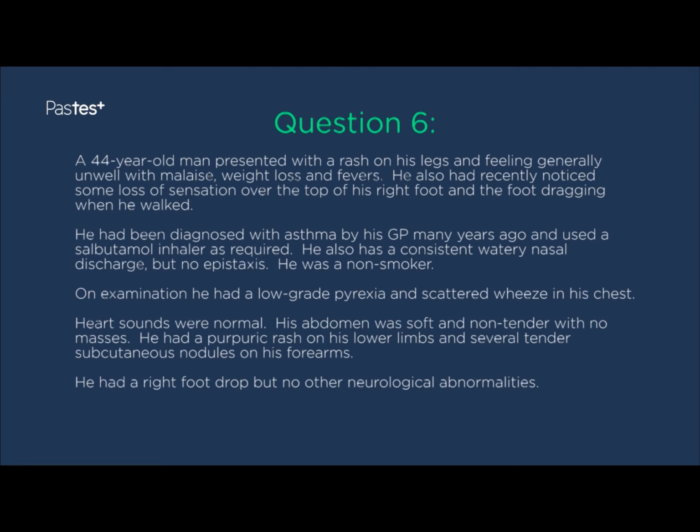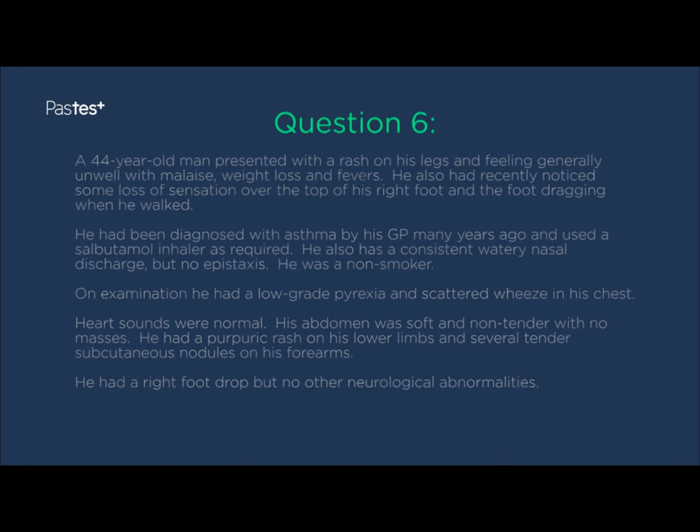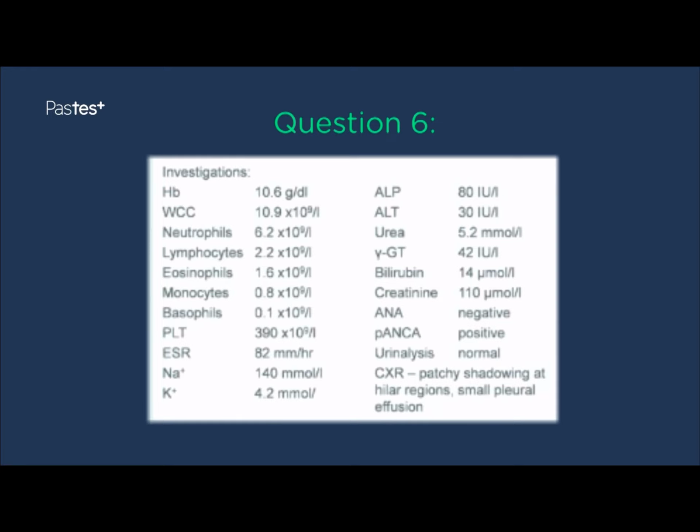When seen by you, he had a low-grade pyrexia and scattered wheeze in his chest. Heart sounds were normal. His abdomen was soft and non-tender with no masses. He had a purpuric rash on his lower limbs and several tender subcutaneous nodules on his forearms. He had a right foot drop, but no other neurological abnormalities.